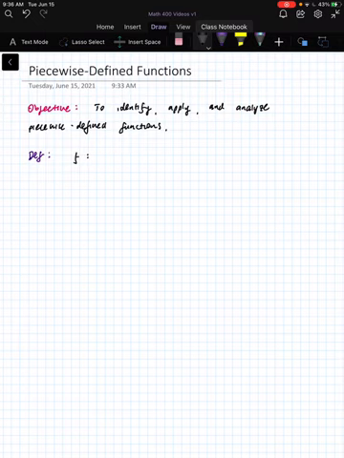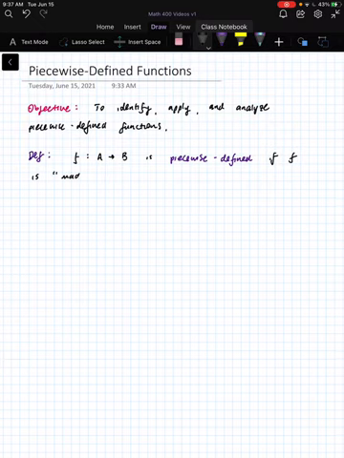We say f, a function with domain A and range B, is piecewise defined if f has different rules for different subsets of its domain. So we can say f is made up of different rules.